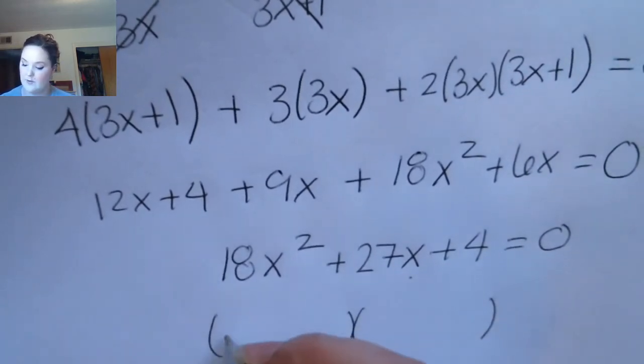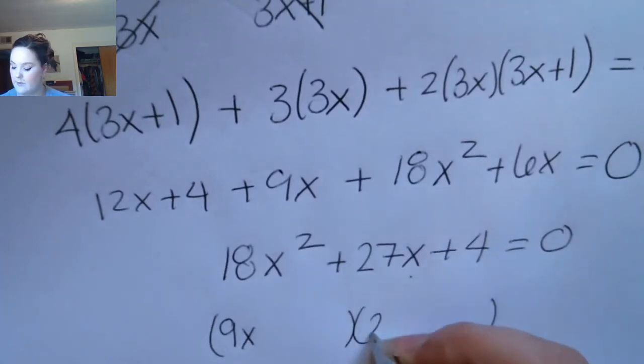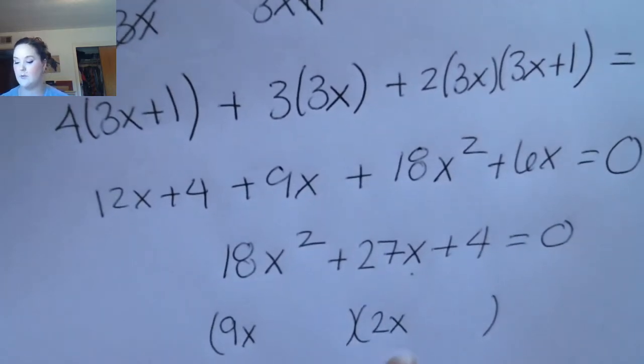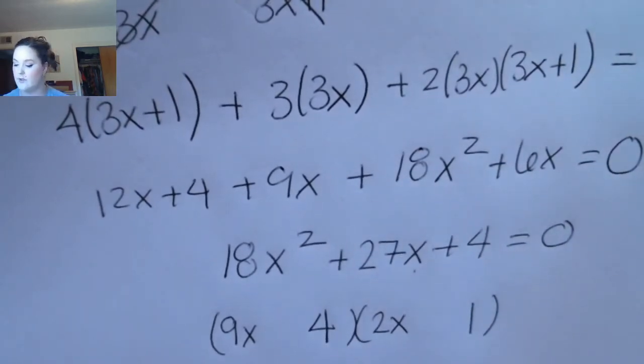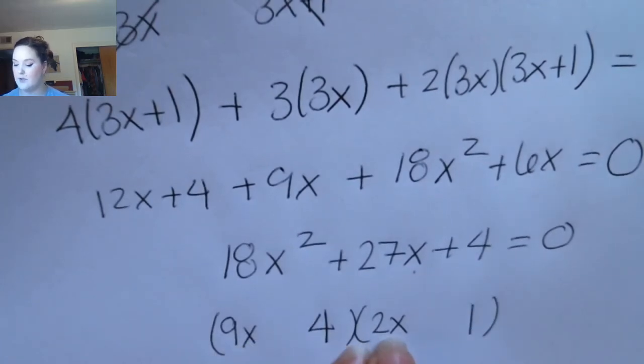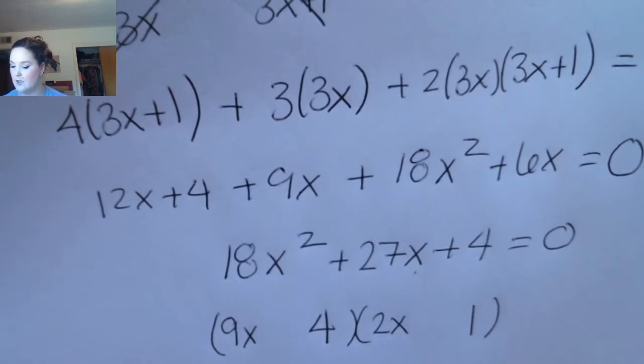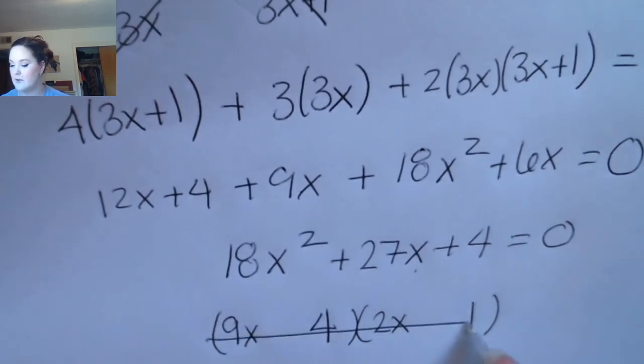Okay. So I'm going to try 9x and 2x. Because of this 2, I can't put 2 or 4 here. So I'm going to have to put 4 here and 1 here. So let's see if that works. 9 times 1, 9 plus 8 is not 27. It's 17. Okay. So that's not going to work.